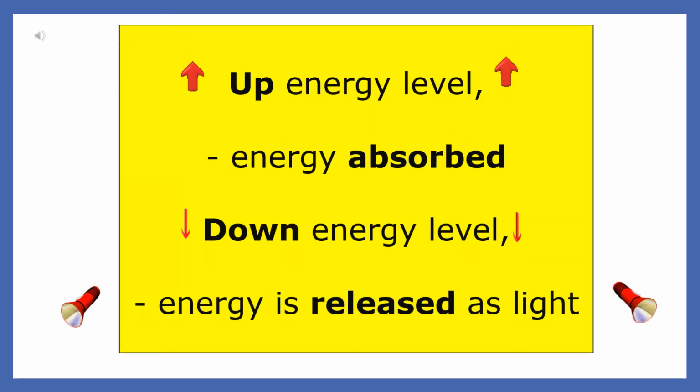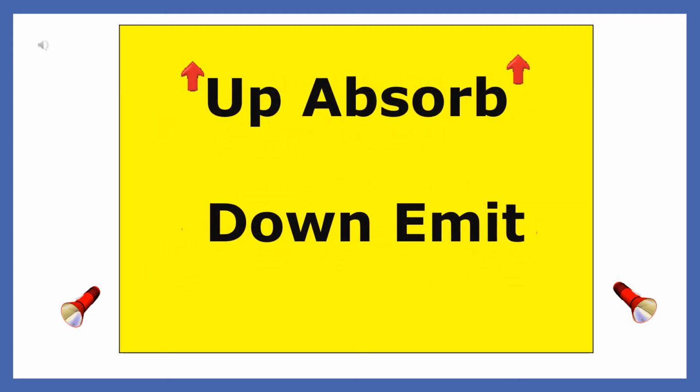When electrons go up in energy level, energy is absorbed. When they go down in energy level, energy is released. Up, absorb, down, emit. Once again, that's up, absorb, down, emit.